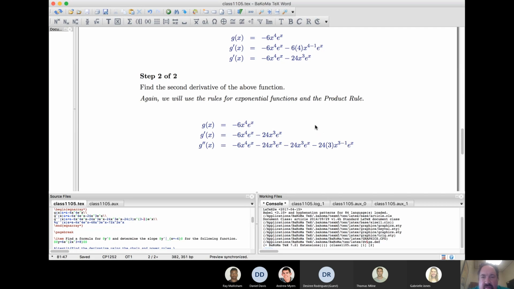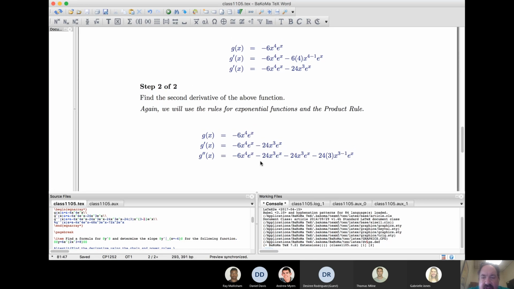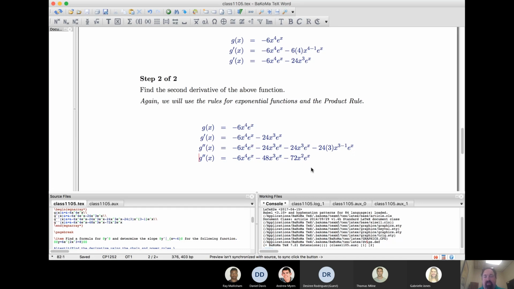And whenever you're taking the second derivative of a product, notice that these two terms are the same. You get like terms. That's something that always happens when you take a second derivative of a product. So we go ahead and clean up this term and then combine these two to get a coefficient of minus 48. And then cleaning up this term gives us a minus 72x squared e to the x right here.